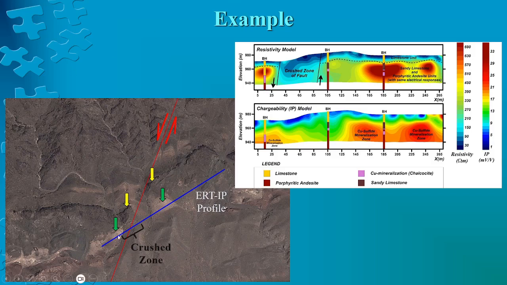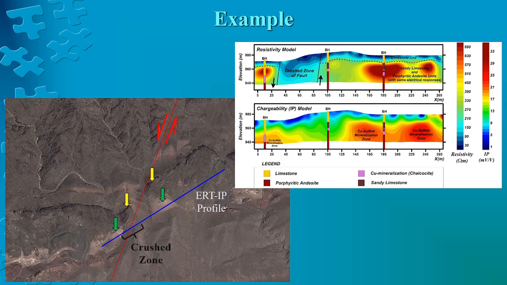When you take a look at satellite imagery, I have pinpointed some yellow and green arrows to show the left strike displacement of the geological unit due to this faulting. And you can also see the crush zone of this fault to some extent. It's pretty nice. And then you have a very nice explanation for resistivity variations in your model.